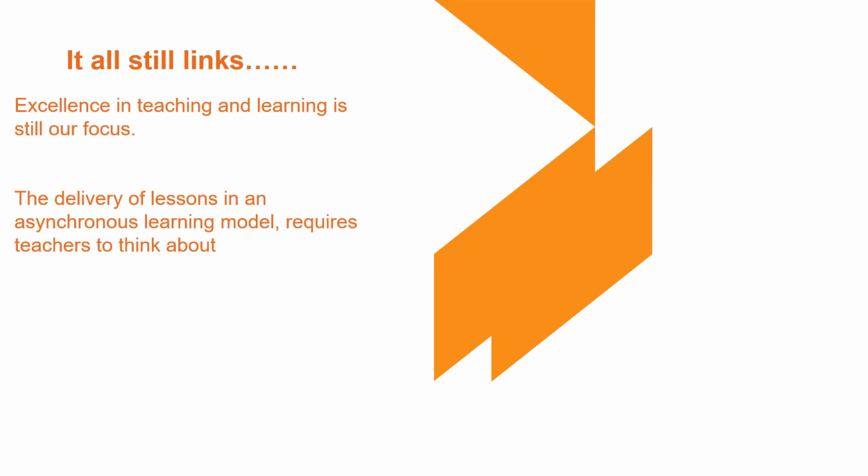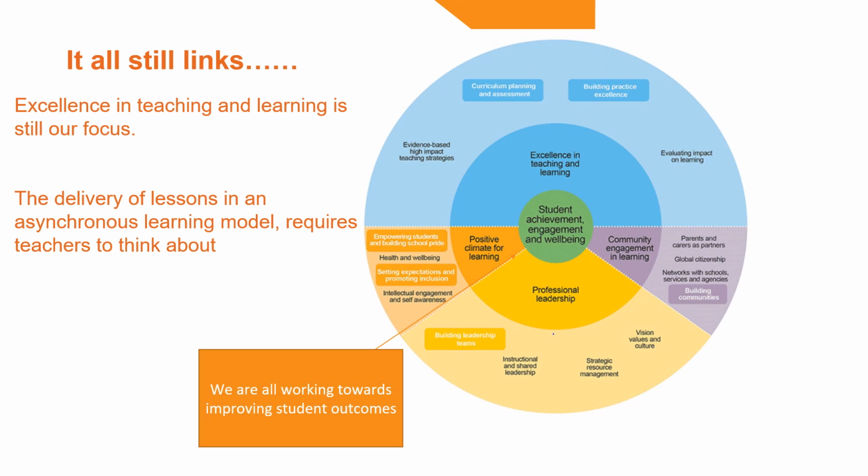This is structured around the four statewide priorities that have proven to have a strong bearing on the effectiveness of a school: excellence in teaching and learning, professional leadership, positive climate for change, and community engagement in learning. We are all working towards improving student outcomes, and as we deliver lessons in an asynchronous learning model, it requires us to think about how our learning, our practice, our curriculum planning and assessment, and our best practice can be applied in the remote space.